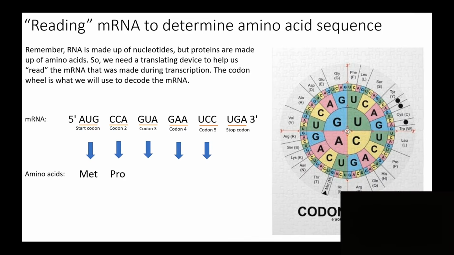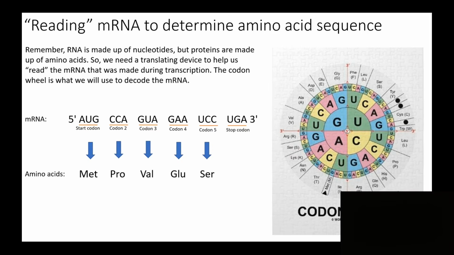Okay, so remember if we start and we go AUG, we get methionine, CCA is proline. Okay, and then you're just going to keep working your way out. And then when you get to the end, there's no amino acid called stop. Oops, sorry about that, y'all. And we are done. Okay, so that's going to be the end of this video.